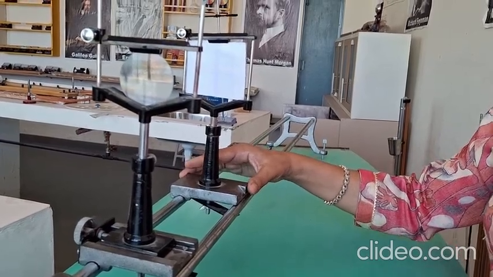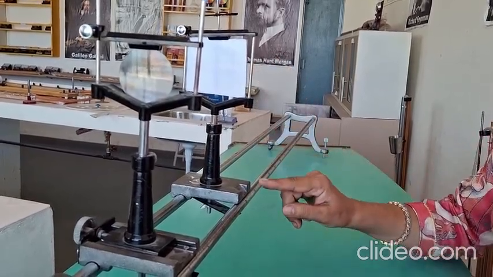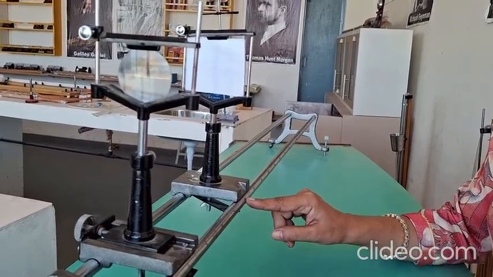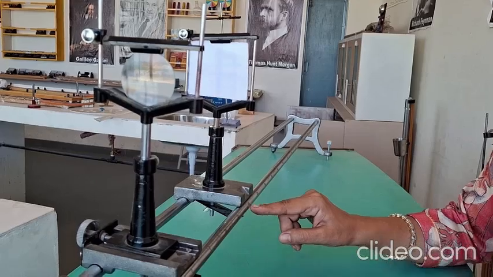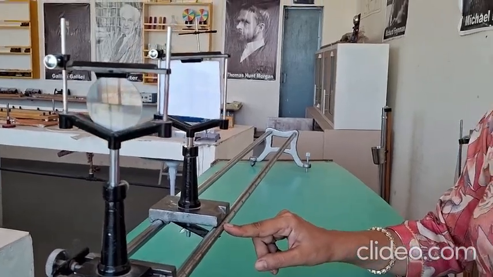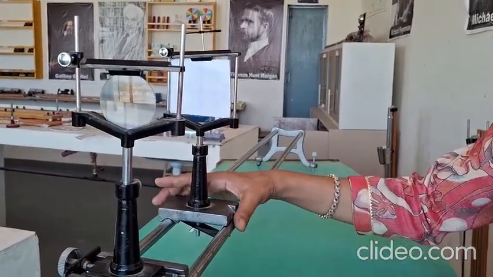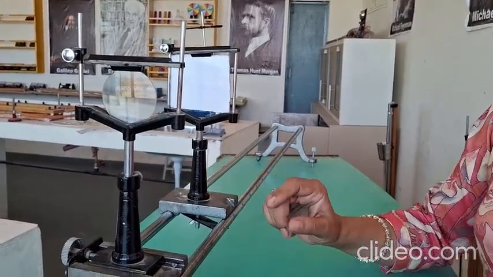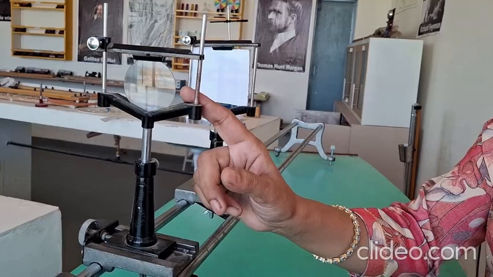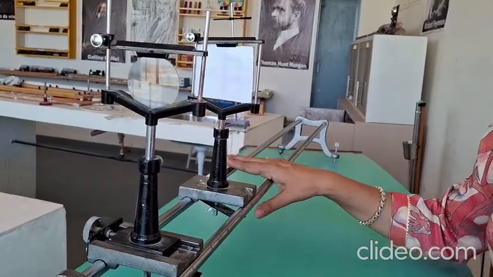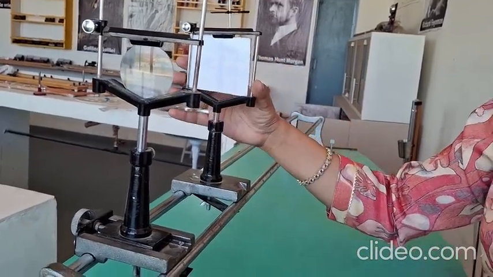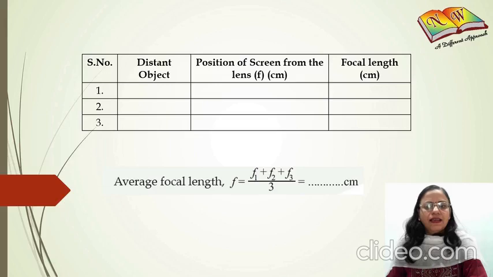So you can see that the image corresponds to 20.5 centimeters on the scale here, and that is how we find the focal length of this convex lens with the help of this optical bench and a white screen. Let us now record the observations.